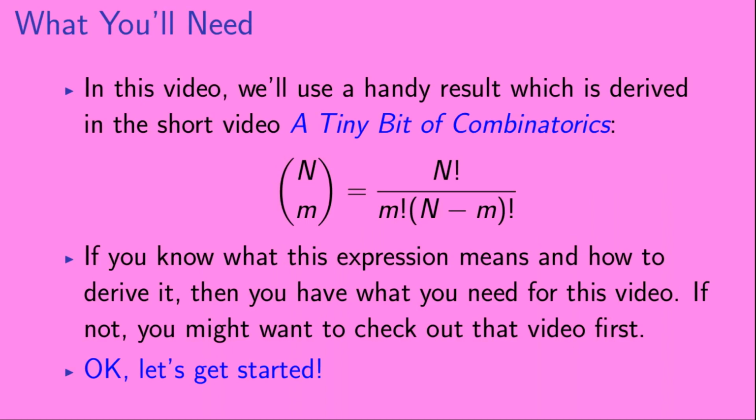Okay, so in this video, we'll use a handy result which is derived in the short video, A Tiny Bit of Combinatorics. That result is the following. n choose m equals n factorial over m factorial times n minus m factorial. If you know what this expression means and how to derive it, then you have what you need for this video. If not, you might want to check out that video first. Okay, let's get started.